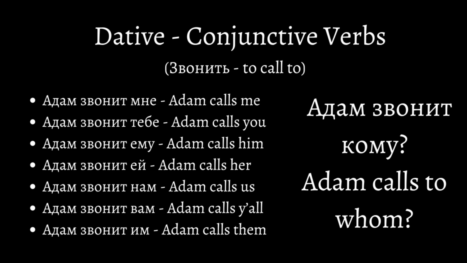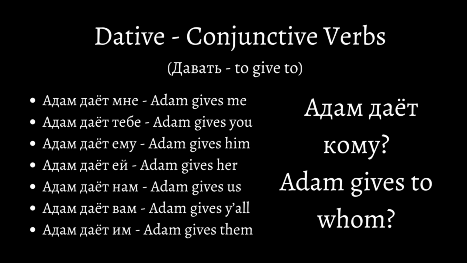Adam calls to me. Here is the verb давать. Адам дает мне. Адам дает тебе, and so on. I already gave these examples, but presenting them now is better because we can ask Adam дает кому? Adam дает мне. Adam gives to whom? Adam gives to me. This is how object pronouns work with conjunctive verbs in the dative in Russian.